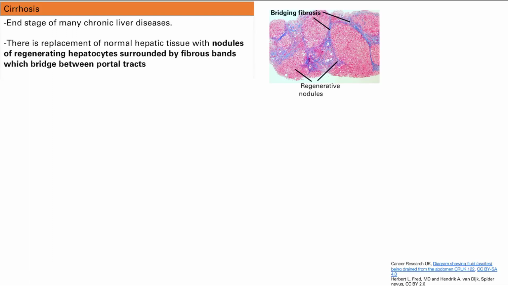and you're going to get replacement of your normal hepatic tissues with nodules of regenerating hepatocytes. So these are called regenerative nodules. So you can see here regenerative nodules. And you're going to get fibrous bands which bridge between portal tracts. So this is called bridging fibrosis, and that's all scarring down, damage leading to fibrosis and scarring with regenerative nodules.